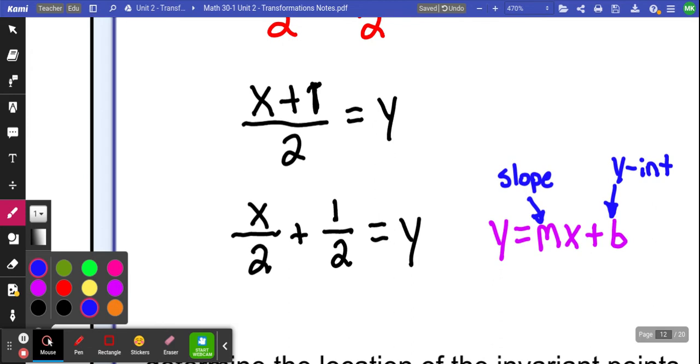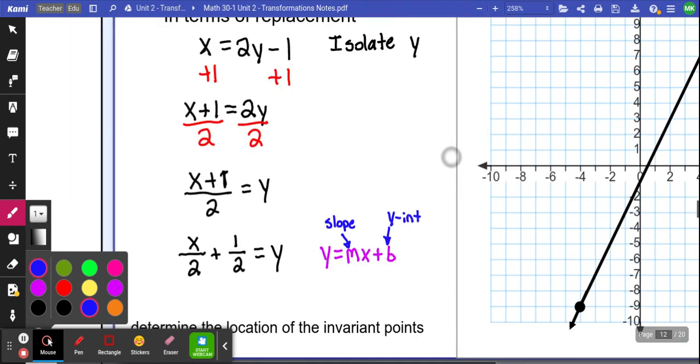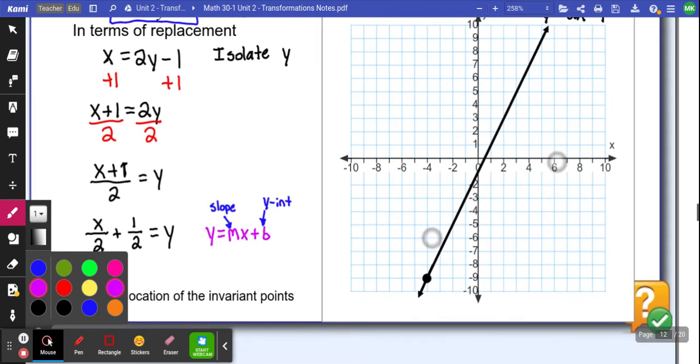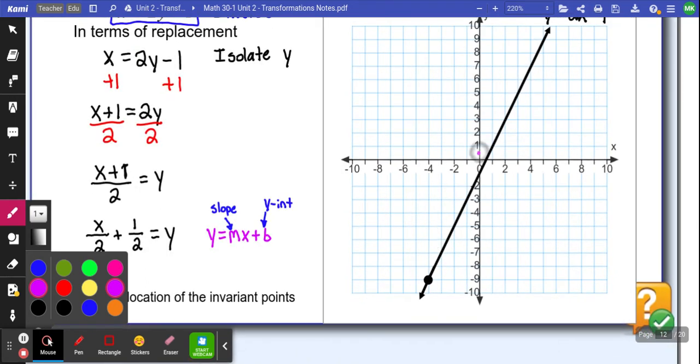If you didn't remember that, you've got your calculator. Throw in X divided by 2 plus 1 divided by 2 and graph the equation. Either way, you should end up with a line that looks like this. You're going to have a y-intercept at positive 1/2, correct? Yeah, right here.